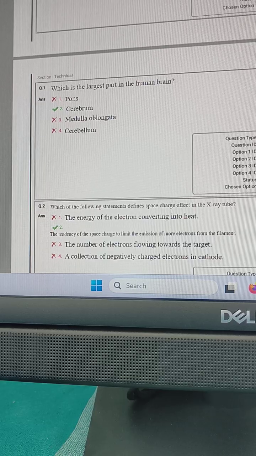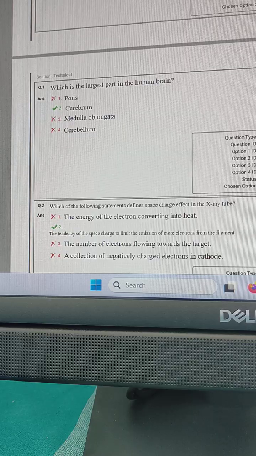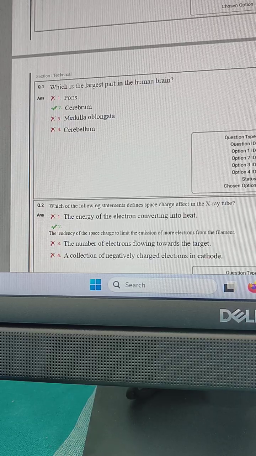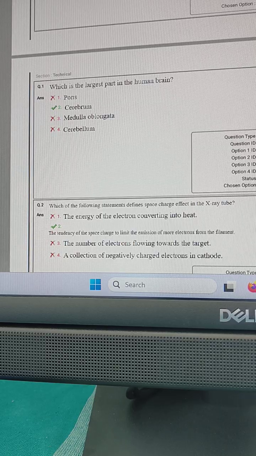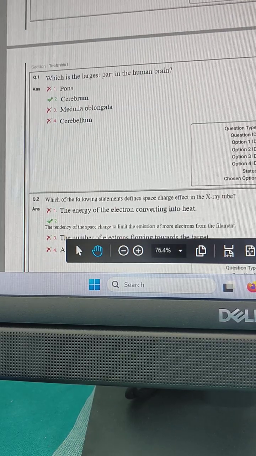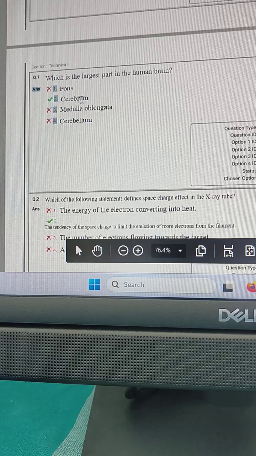Today we will discuss technical questions for the radiographer or radiology technologist. First question: which is the largest part of the human brain? The correct answer is cerebellum.